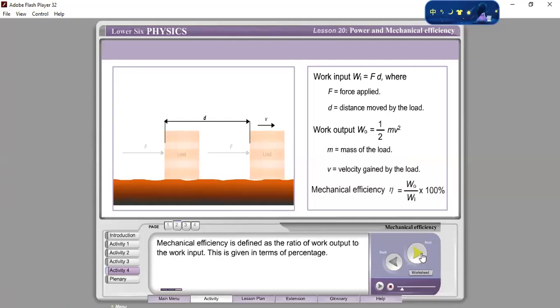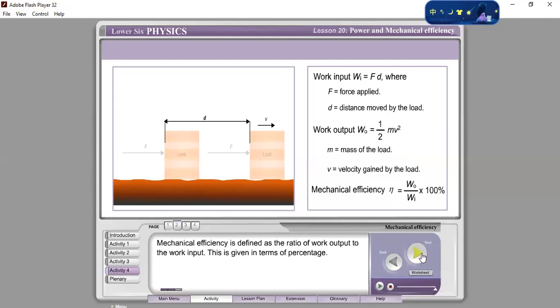Mechanical efficiency is defined as the ratio of work output to the work input. This is given in terms of percentage. Mechanical efficiency eta equals Wo over Wi times 100%.